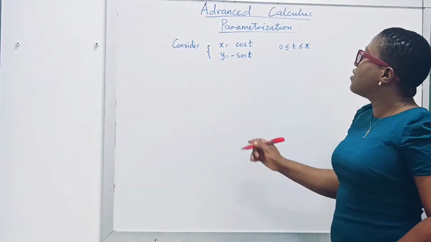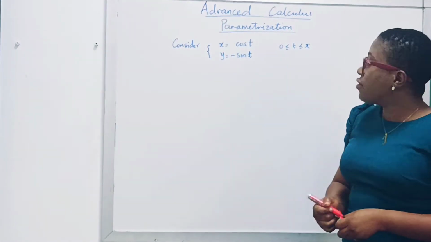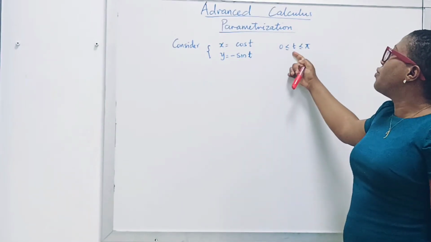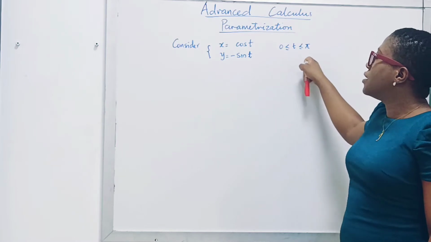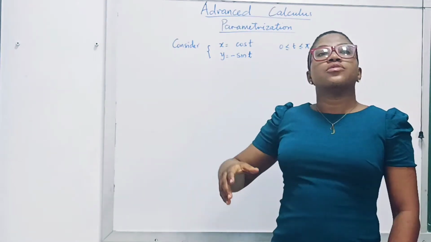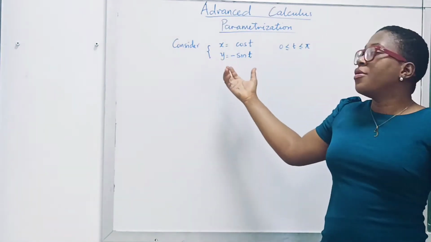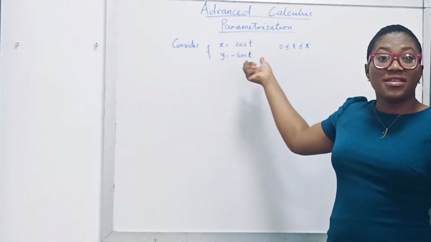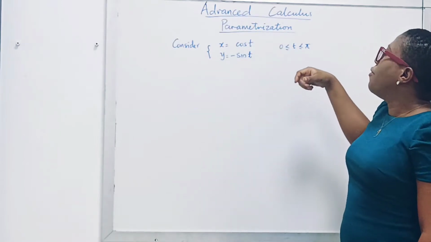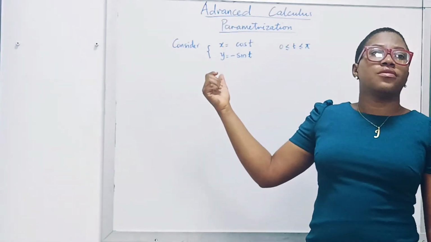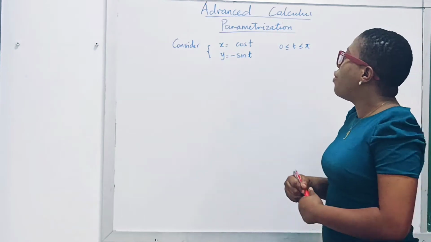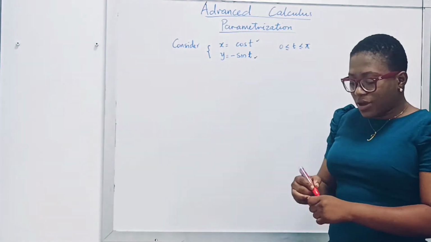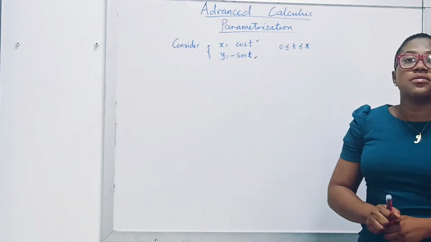So we're going to consider this equation. We have x is equal to cos t and y is equal to minus sin t, where t is in between 0 and 2π. We're going to describe the equation of the curve. So we're going to get the equation of the curve that this represents, and we're going to sketch the curve. Like I told you, you're going to get the relationship between this and this. So what's the relationship between cos t and minus sin t?